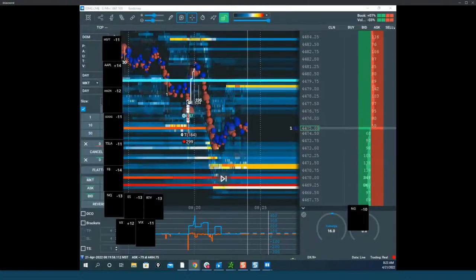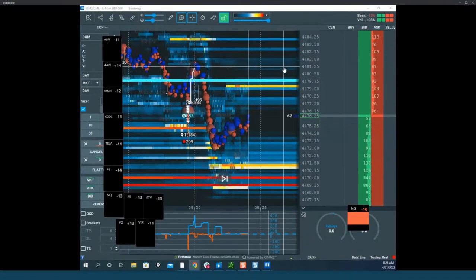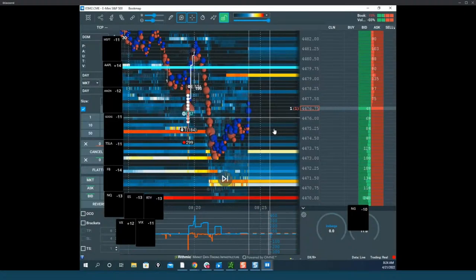Nat gas iceberg sell NG, 150 contracts. It's getting interesting in that gas because it's violating that zone.